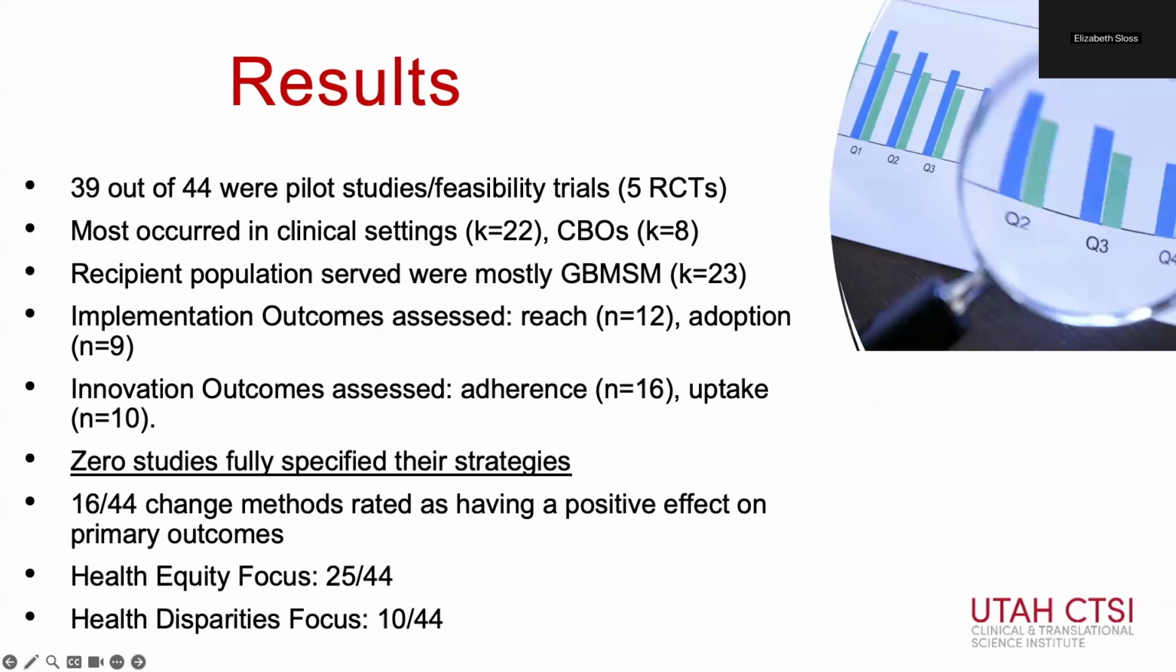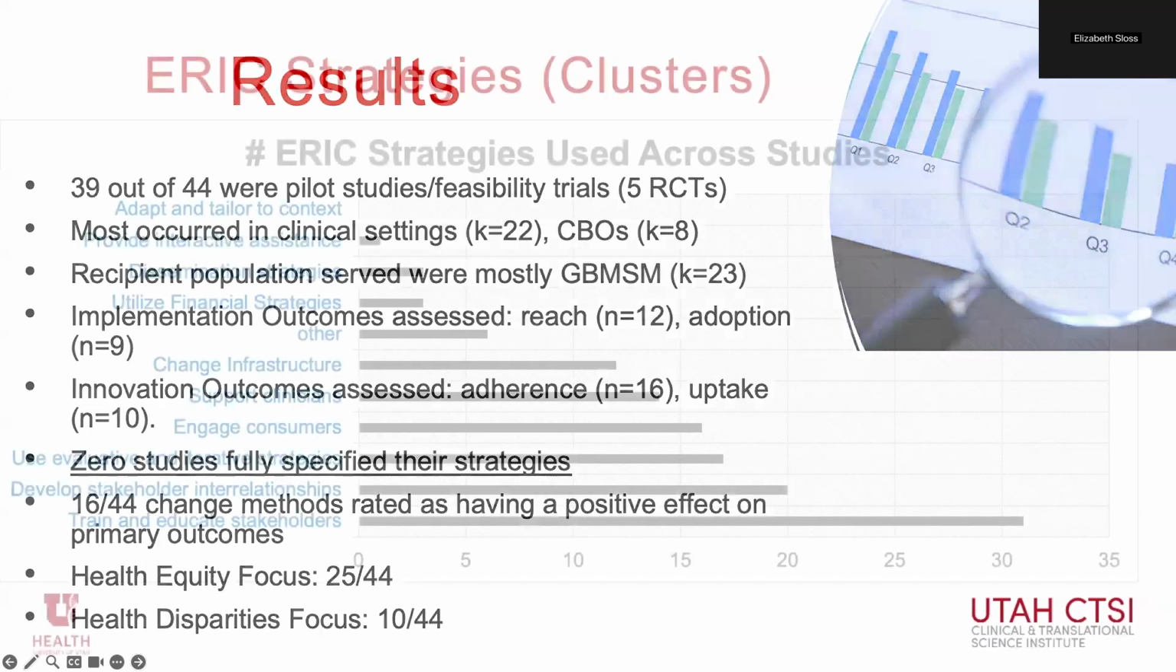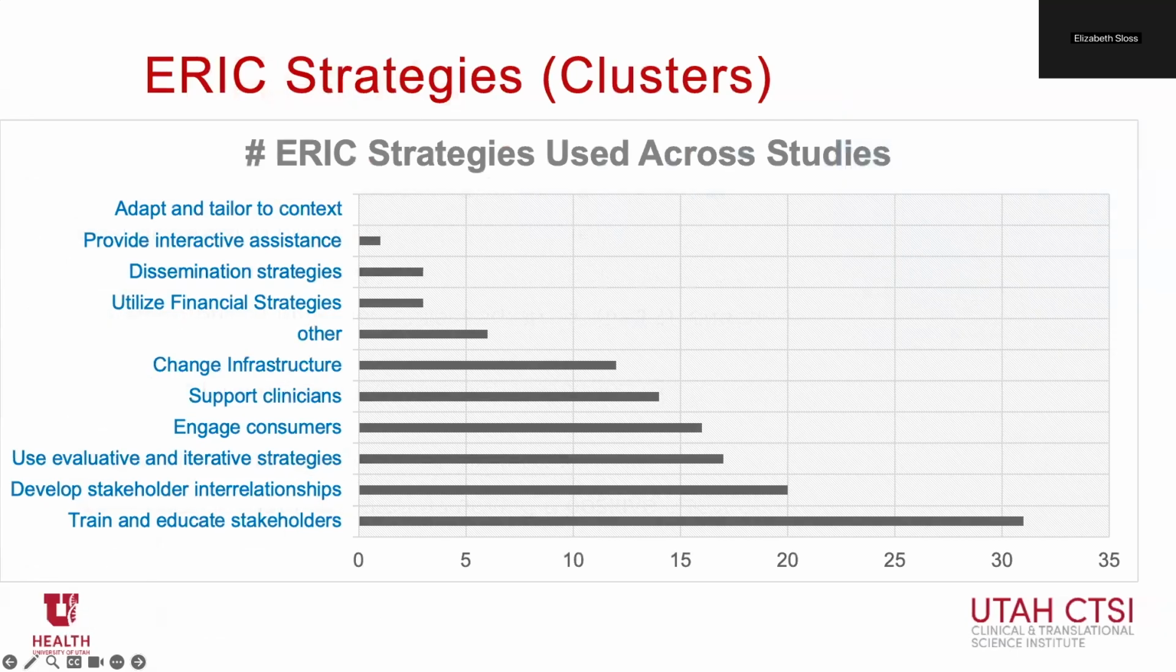So there's a lot of work still to be done in trying to improve on our strategies. 25 had a health equity focus. A lot of them were focusing on a specific population, and 10 of them identified a health disparity through the work. In terms of the implementation strategies, most of them were around training and educating clinicians to either be more comfortable delivering PrEP or know who's indicated for PrEP and when to deliver it.